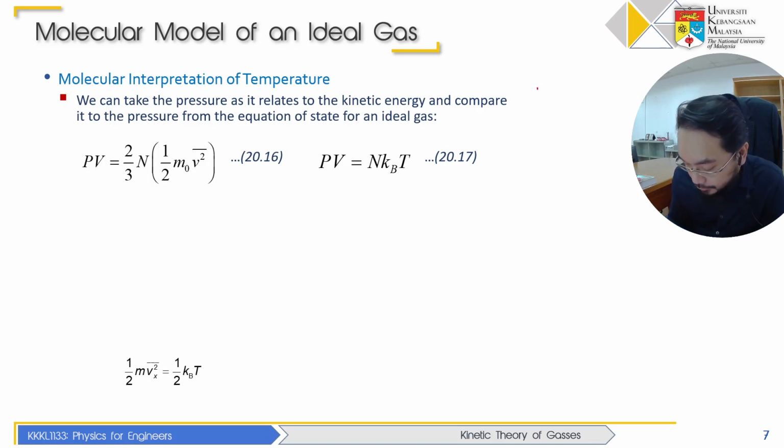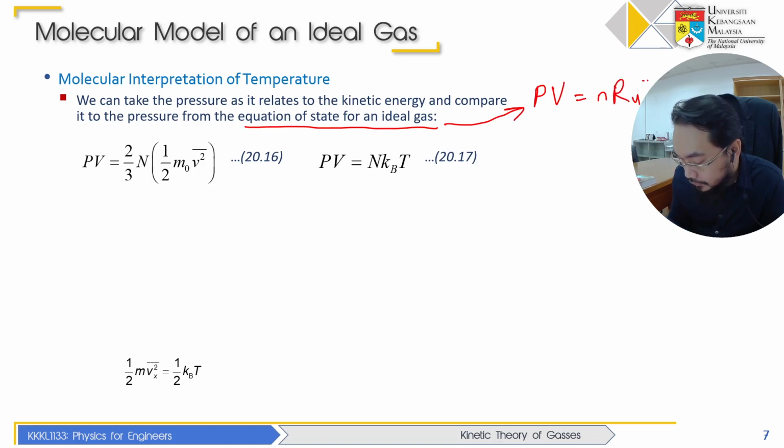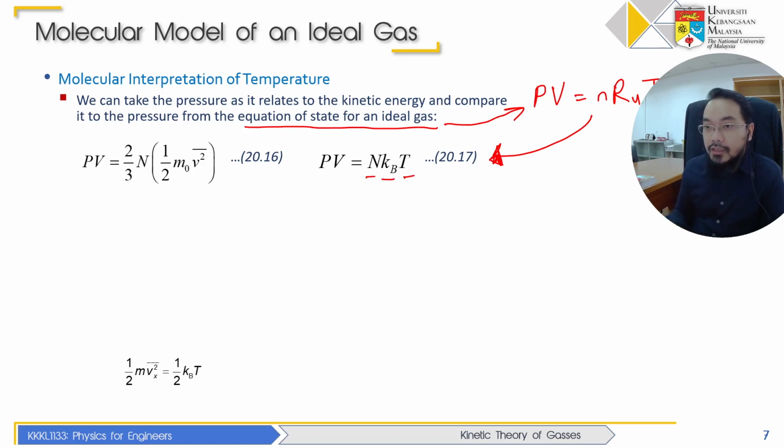We know that the equation of state is simply PV equals nRT, right, which is equal to this as well. If you're not familiar, you have to check back your notes, saying that this nRT is also equal to capital N k_B T, where k subscript B is Boltzmann's constant, and T is temperature.